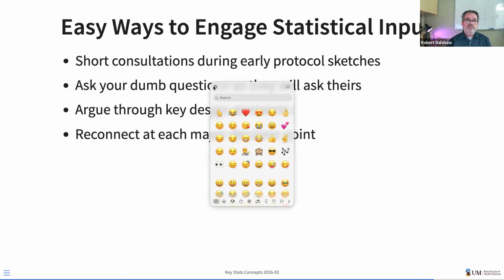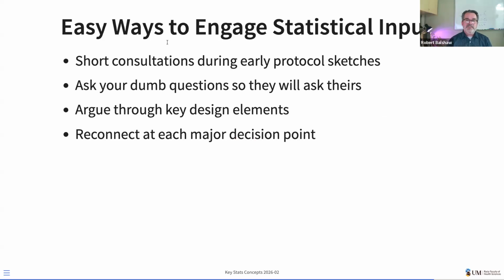And what are some of the easy ways to engage with a statistician? Make those early consultations short. They don't have to be 3-hour marathons. Chat up a statistician in the elevator as you're heading up to your office, dangle the idea of getting them involved in the statistical planning of your protocol. Most statisticians will eagerly grab at the opportunity to get involved early. We know the value. Ask your dumb questions so they have the opportunity, the space, to ask their dumb questions.